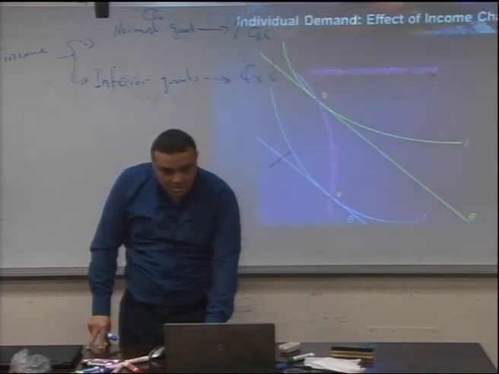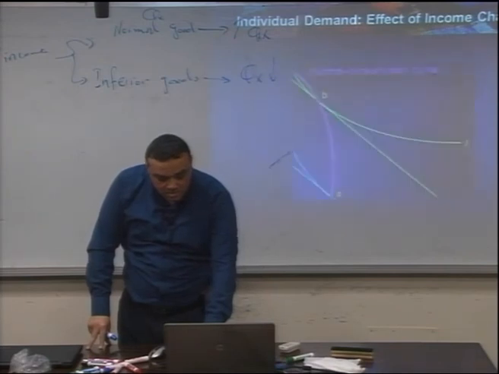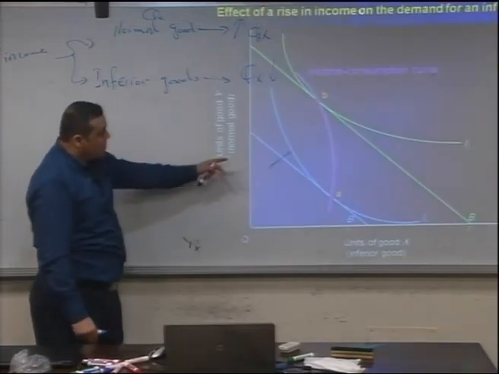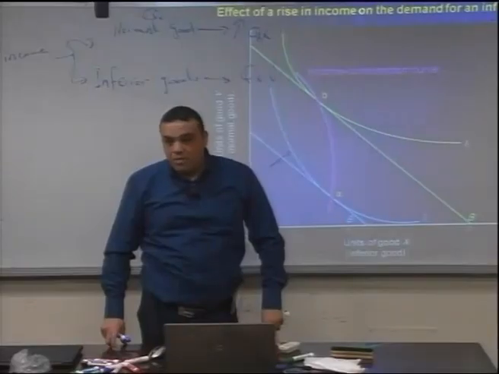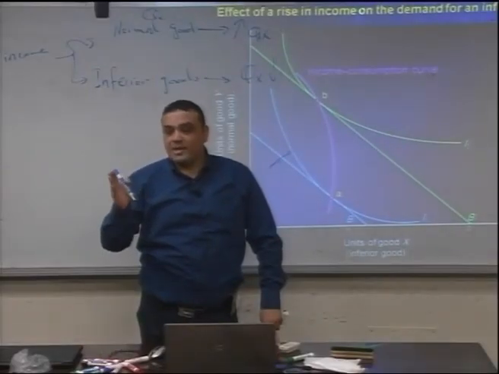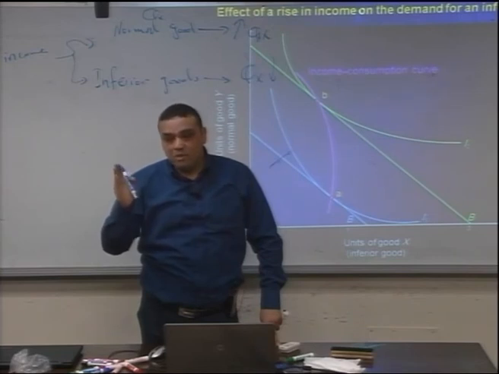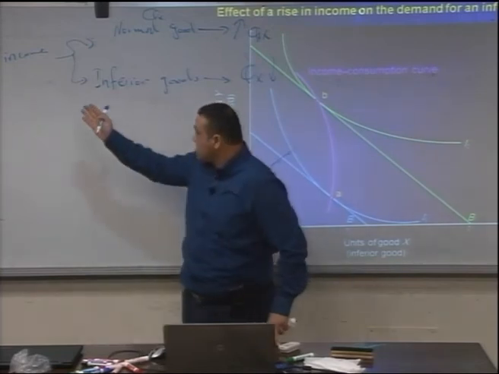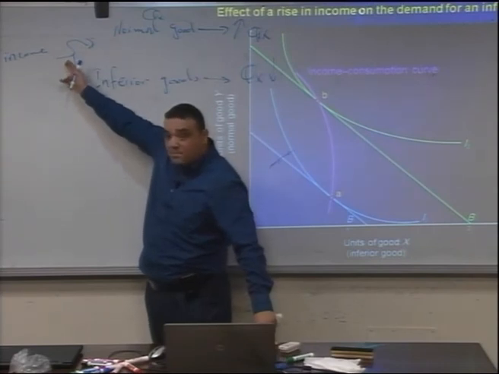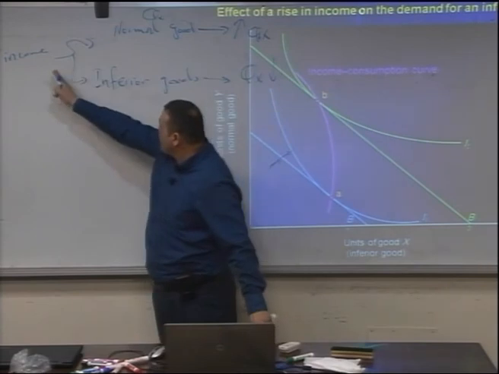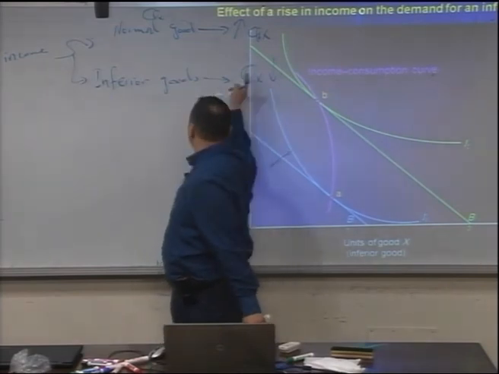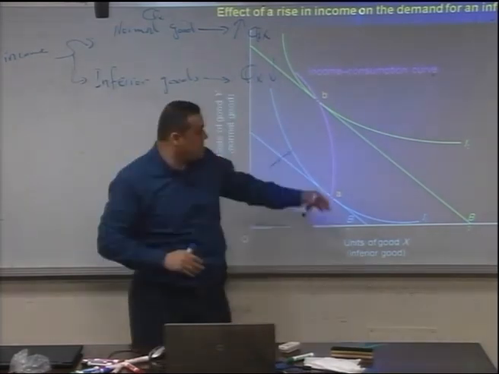Here you see, this is the income consumption curve. When we talk about normal goods, does the demand increase or remain the same when the prices increase? Well, no, I'm talking about the change in income. I'm not talking about the prices here. As the consumer's income goes up, the demand for normal goods will increase, and the demand for inferior goods goes down.